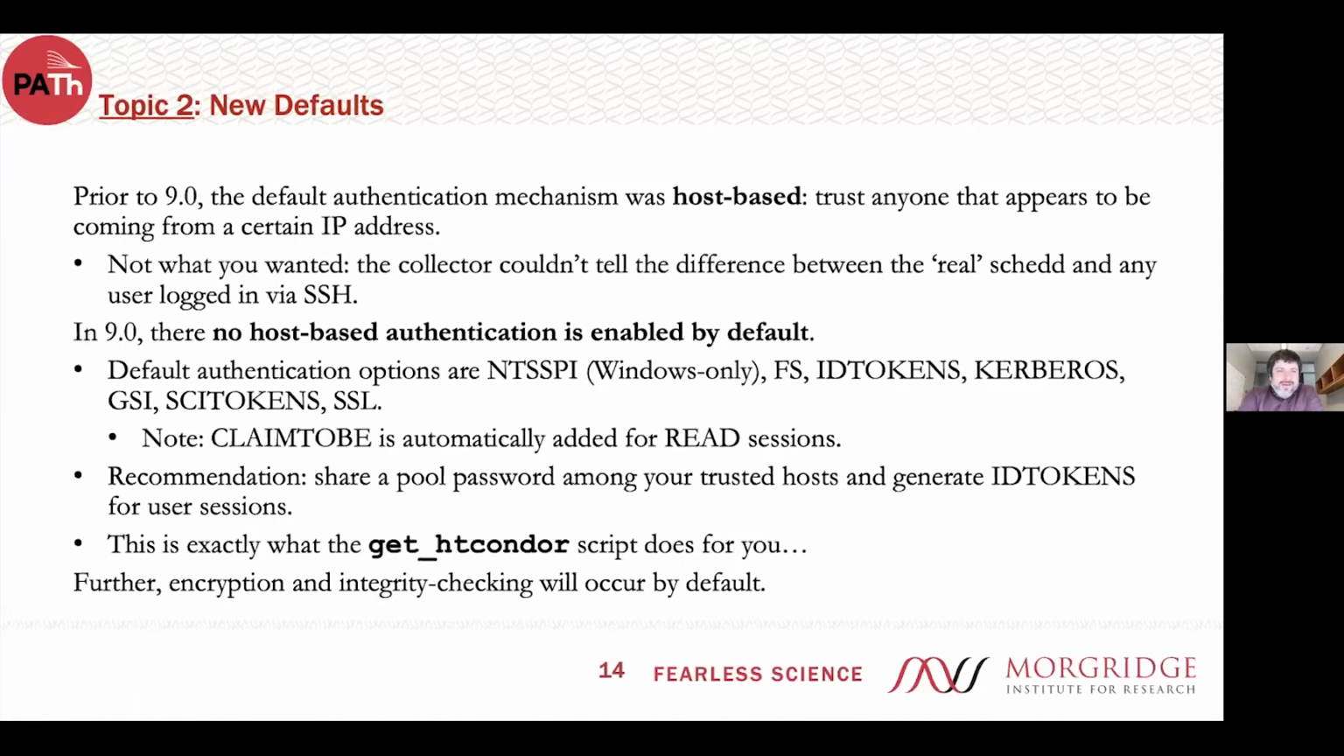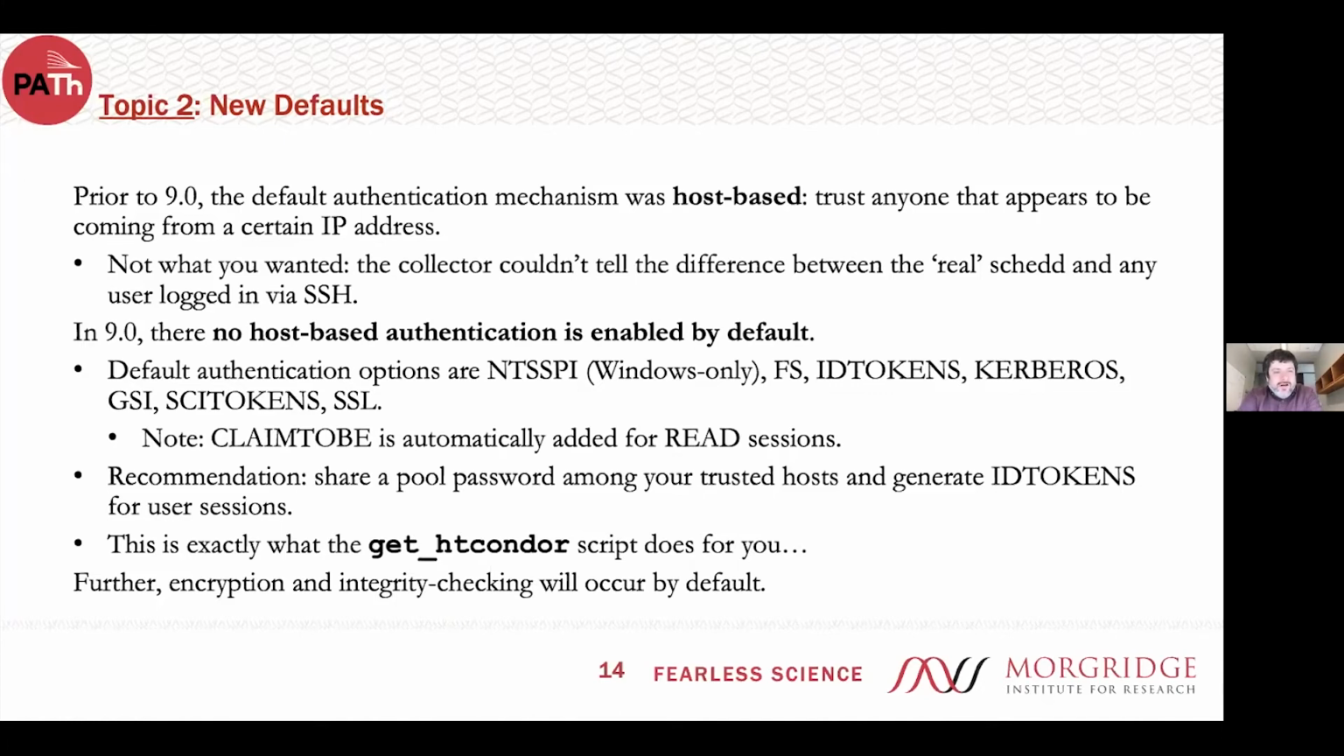So, second topic. I want to state and celebrate that we've been tightening down how we do out of the box authentication. In fact, the default authentication used to be host-based. That means anybody coming from a particular IP address was trusted as if they were root at that IP address. And for the most part, that's probably not what you wanted. So for example, the collector could never tell the difference between the real SCSD process and any old user logged in via SSH. So in Condor 9.0, and this in itself might have been a reason to call it 9.0 instead of 8.10, there's no host-based authentication that is enabled by default.